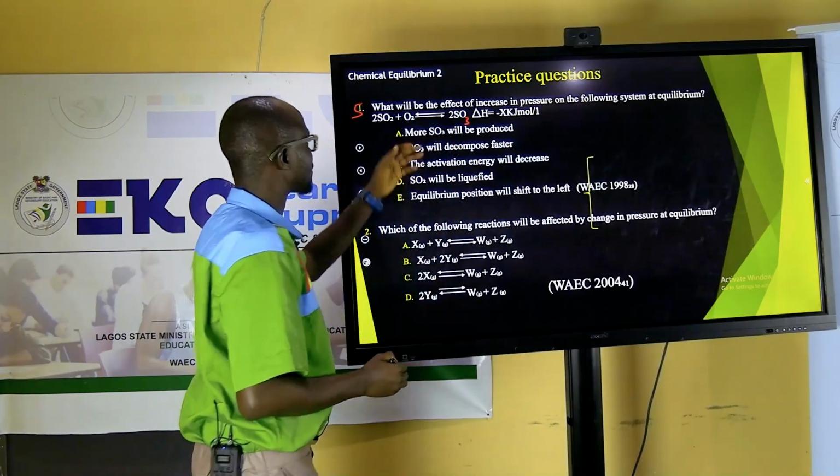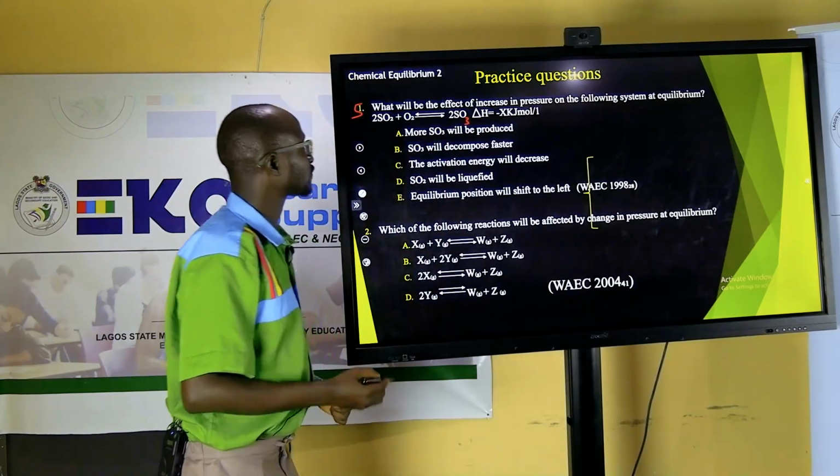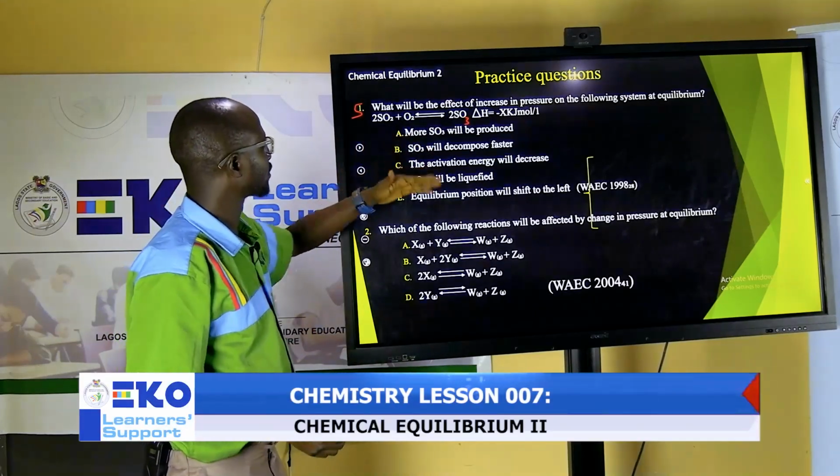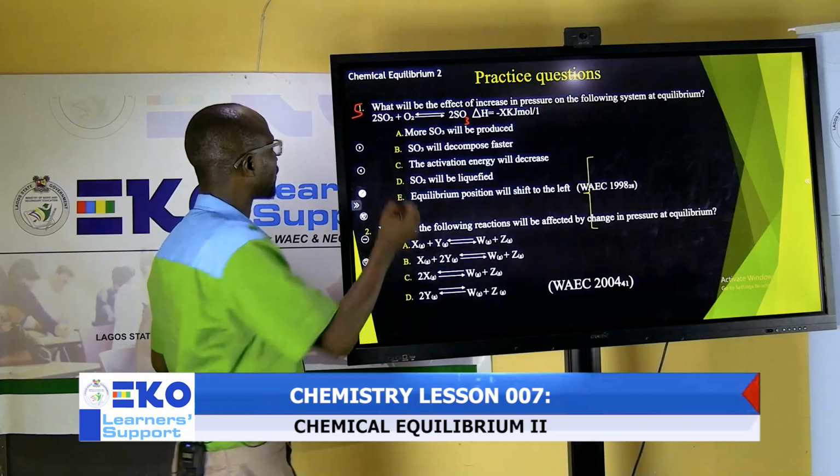Okay, so this is SO3. That's a reaction from the contact process. So what will be the effect of increase in pressure? Looking at the reaction, they are all gases.